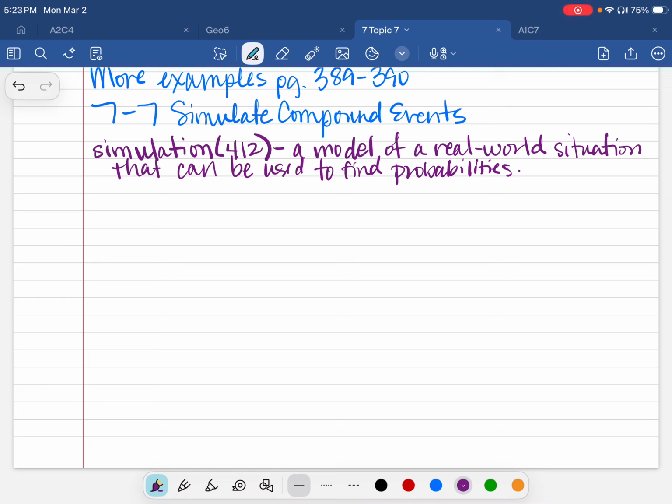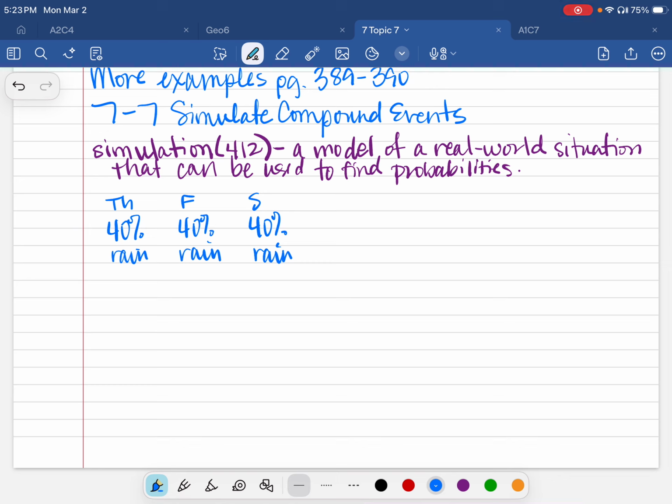On page 412, they have a couple of examples of using a spinner to help simulate a real world situation. So in this situation, we've got a weather forecast showing that on Thursday there's a 40% chance of rain. And on Friday, also 40%. And Saturday, 40% chance of rain. This gal wants to go for a hike, but she doesn't want to do it if it's raining. So based on this, should she postpone the hike?